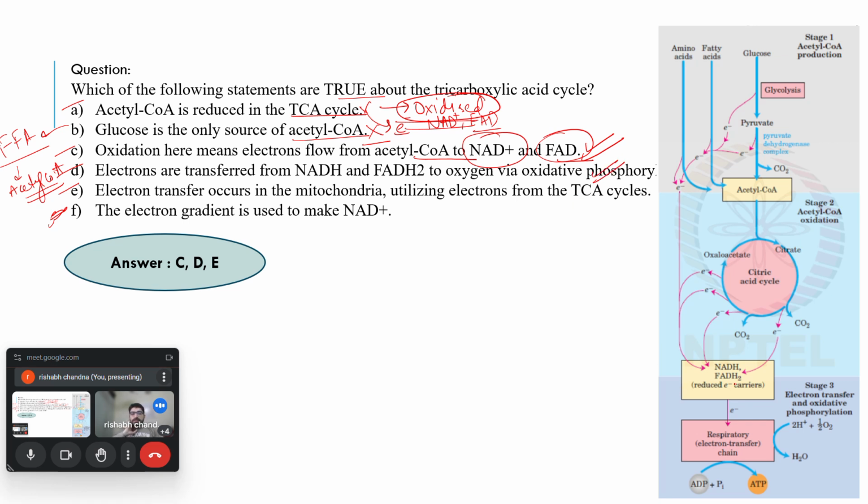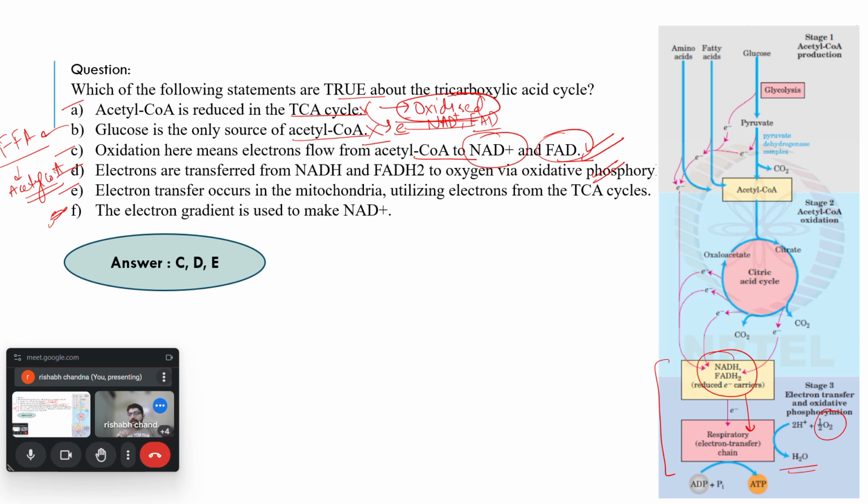These reduced forms, NADH and FADH2, are formed, and then they transfer the electrons to the oxygen, forming the metabolic water. So this process is called oxidative phosphorylation, and this happens in mitochondria. So yes, this is also correct.